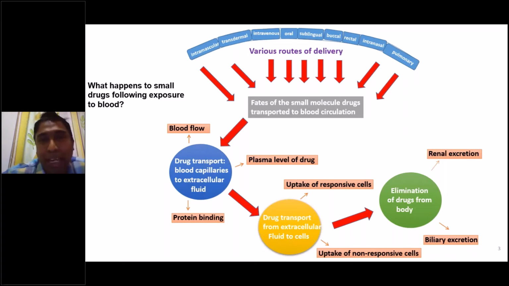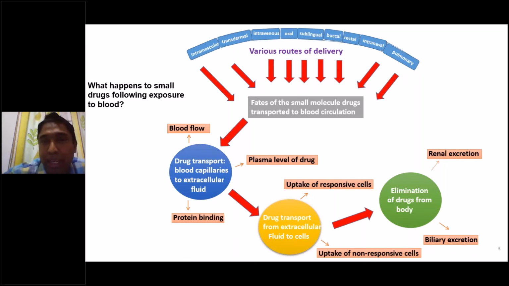Although we make different types of formulations and deliver them by different routes, like the oral route, the pulmonary route, intramuscular routes, the size of the drugs is quite small, below 1 nanometer, as I say. So what happens if we deliver these small molecule drugs using different types of formulations with the help of different routes?